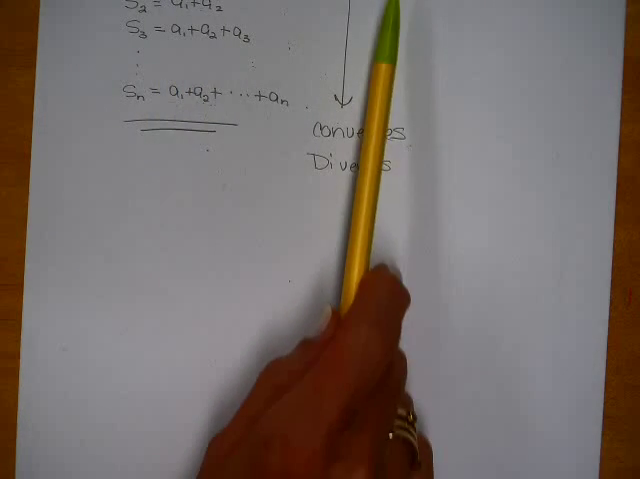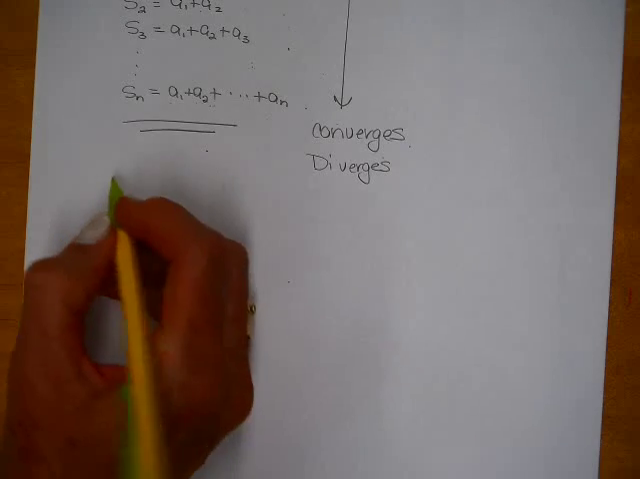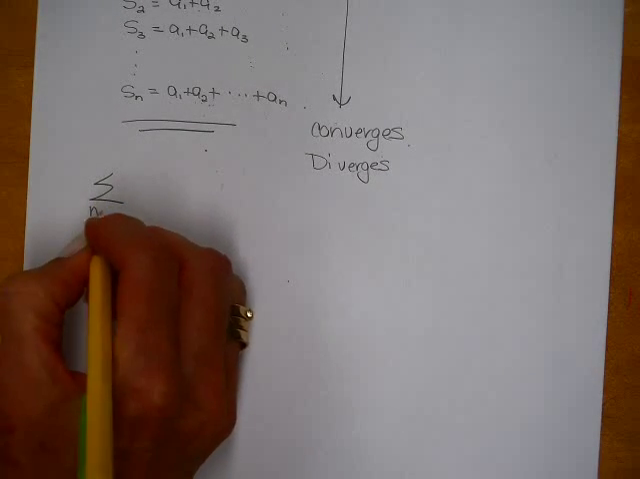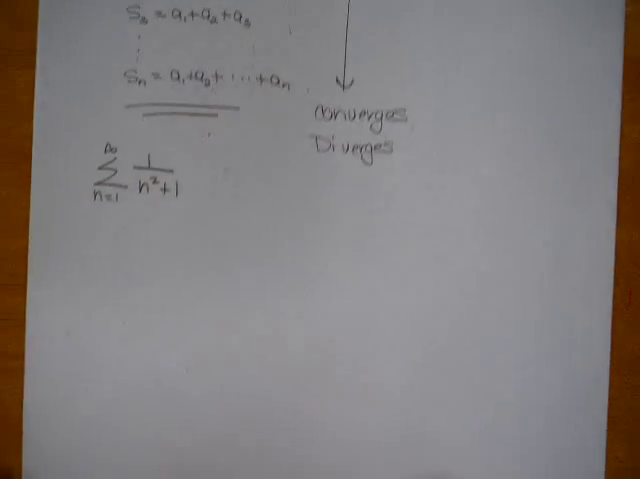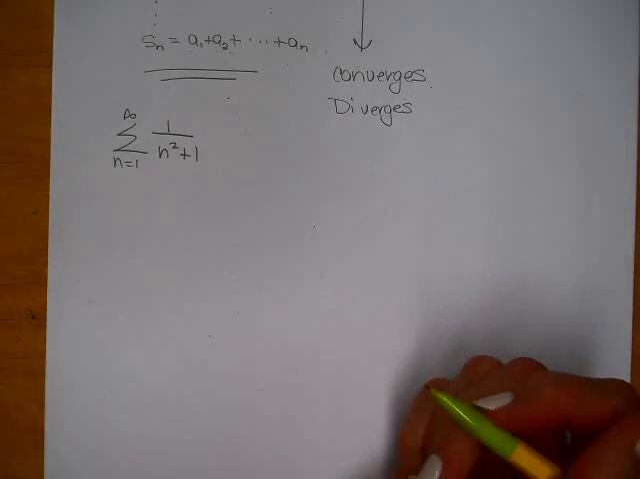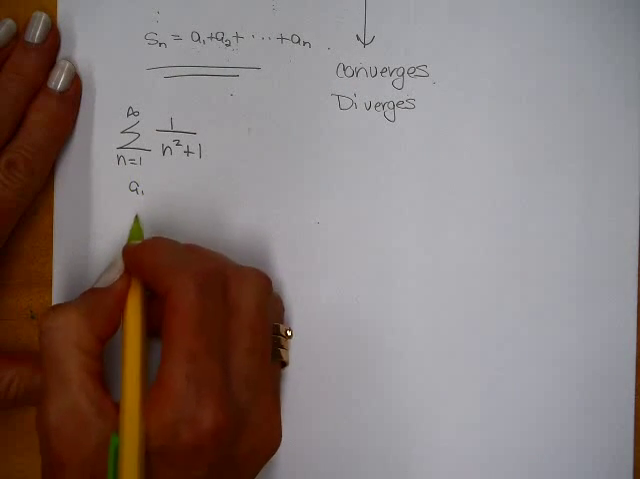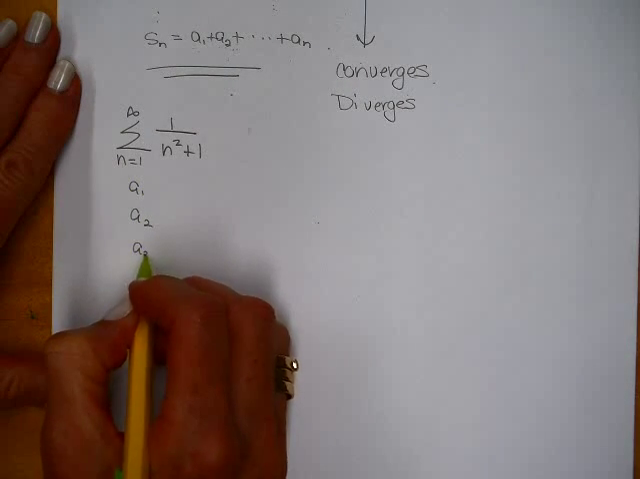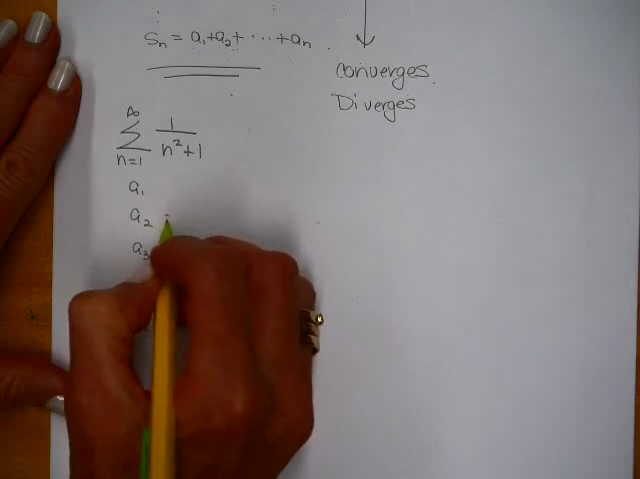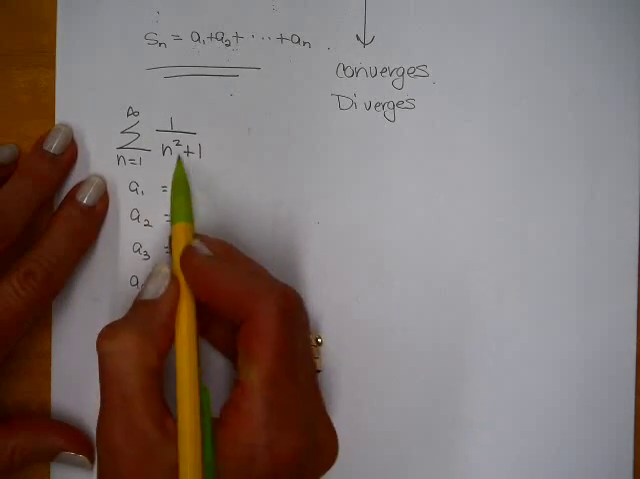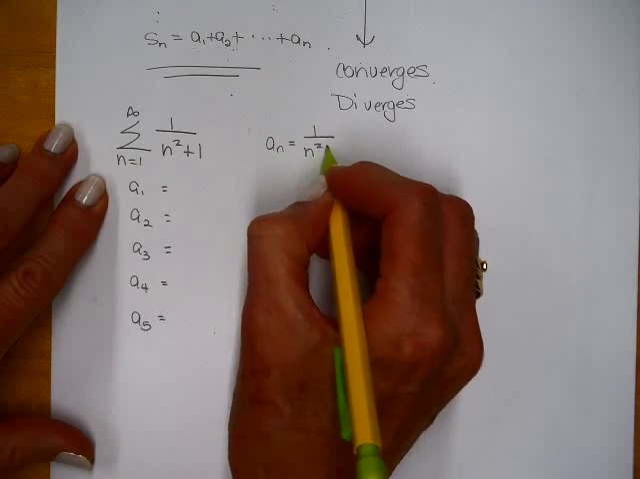We're going to be looking at different types of series, and we're going to be trying to decide if the series converge or diverge. Now I'm just going to take a series like this, the series from n equal 1 to infinity of 1 over n squared plus 1, and kind of give you an idea of what we do, or what this thing is talking about. All right, first I'm going to list the first few terms, a1, a2, a3, a4, a5. All right, these are the terms. This is my a sub n right here. a sub n is 1 over n squared plus 1.